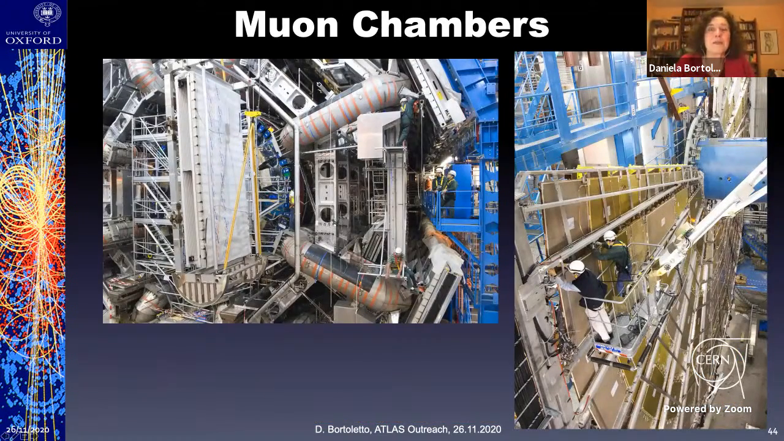Here are some other pictures of the muon chambers. For example, you can see here that you are installing some chambers that are located in between the toroidal coils. And here again are the large wheels, the big wheels, which are really amazing. It's a high engineering project.